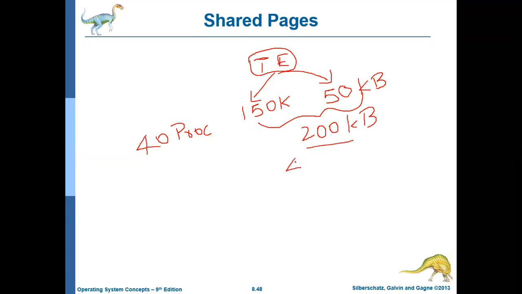So for 40 processes, how much memory is needed? It needs 8000 KB, which is around 8 MB. Okay. If a single instance of the text editor is given to each process, then we need 8000 KB. Is there any other way to reduce the memory?